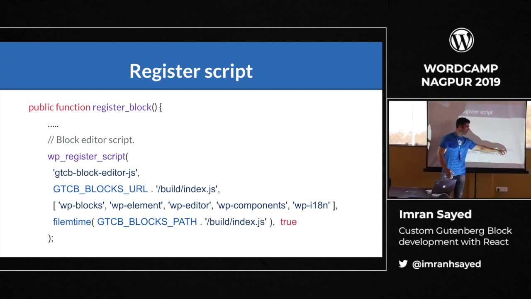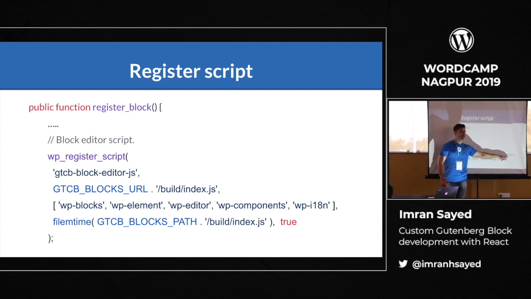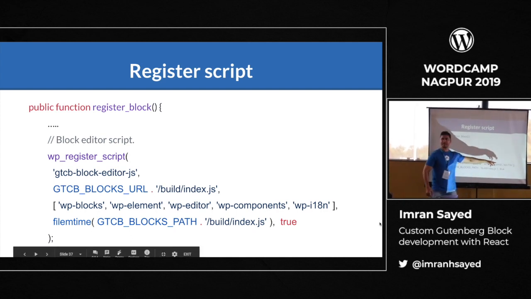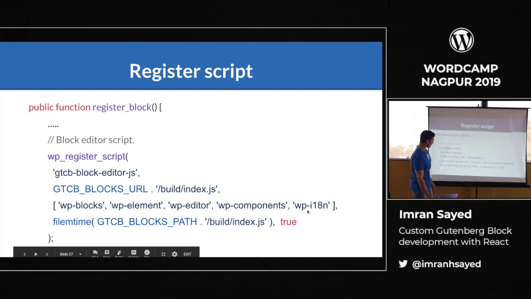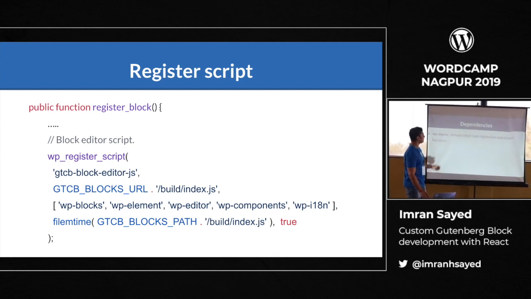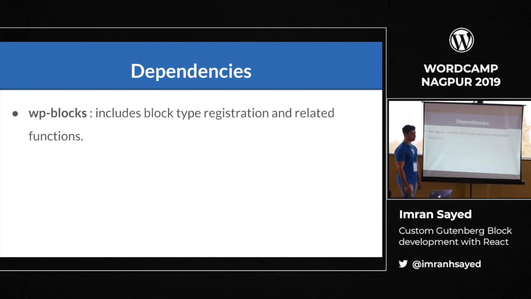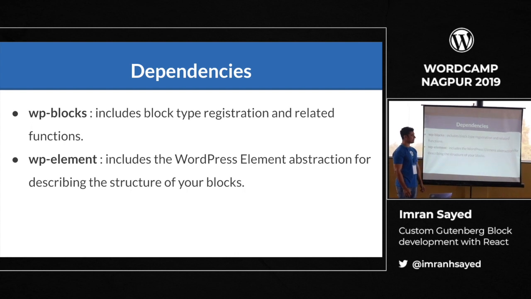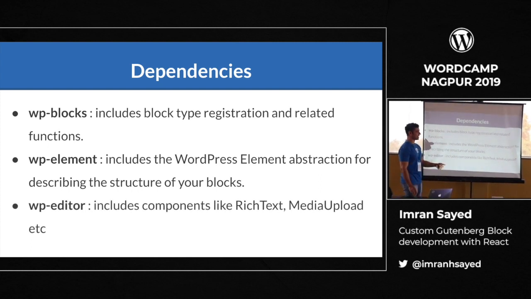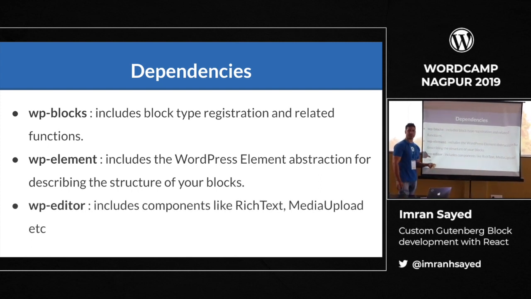And this one, last one, looks quite familiar. i18n. Absolutely. So that is for internationalization. wp-blocks includes the block type registration related functions, like I said. wp-element includes the WordPress element abstraction for describing the structure of the block. And the editor includes components like rich text, media upload, and things like that for reusability.